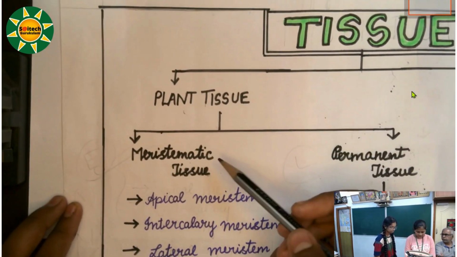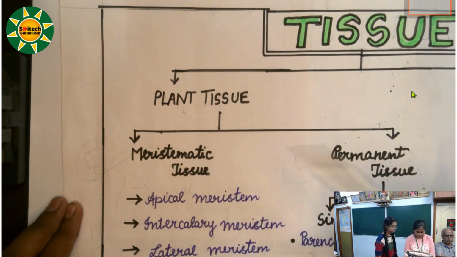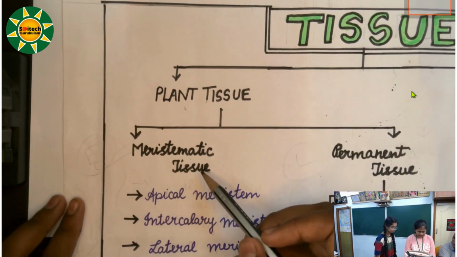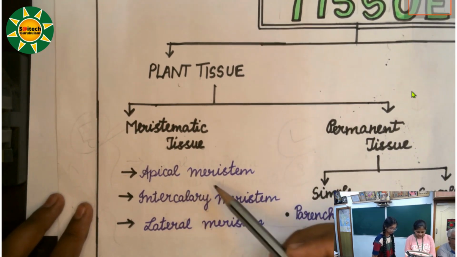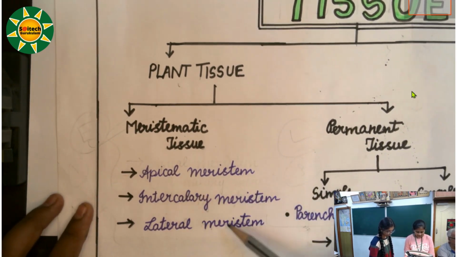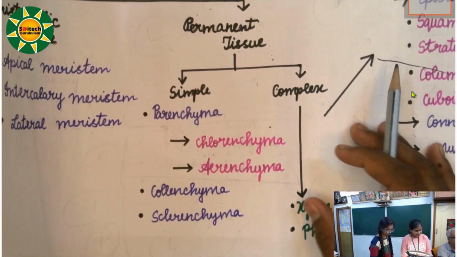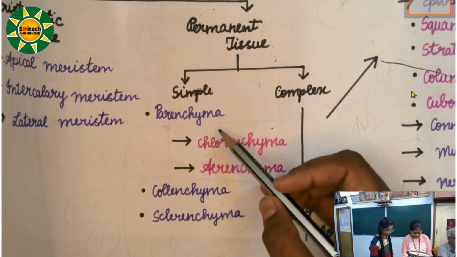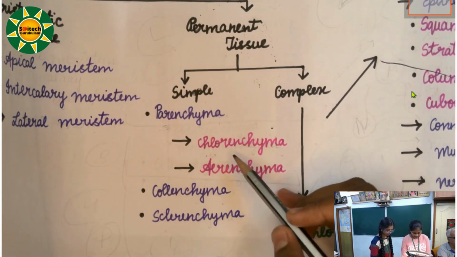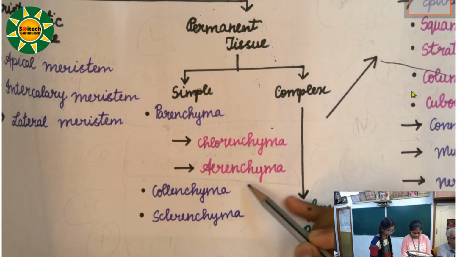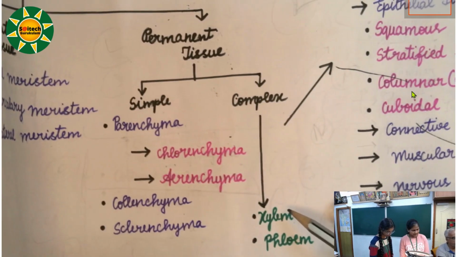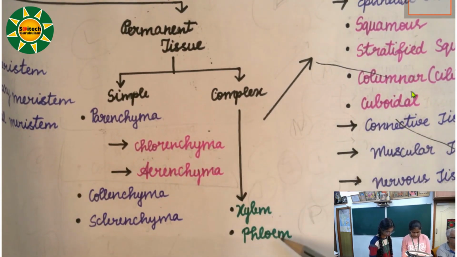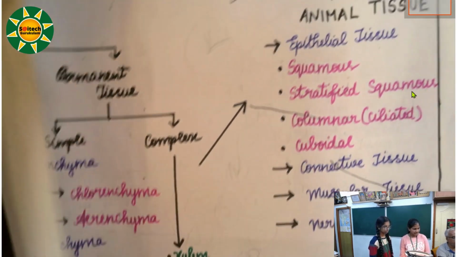Plant tissue is majorly divided into two: meristematic tissue and permanent tissue. Meristematic tissue is then subdivided into three: apical meristem, intercalary meristem and lateral meristem. And permanent tissue is divided into two, simple and complex. In simple, there is parenchyma, and in the parenchyma there is chlorenchyma and aerenchyma, and then collenchyma and sclerenchyma. Next, in complex tissue we have xylem and phloem. Next we'll see about animal tissue.